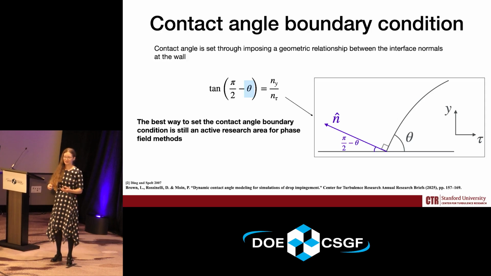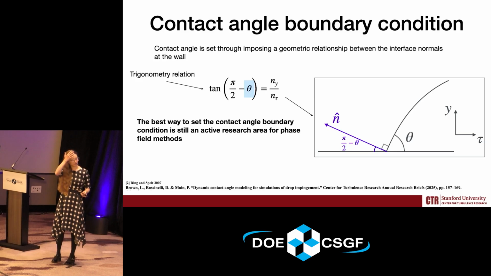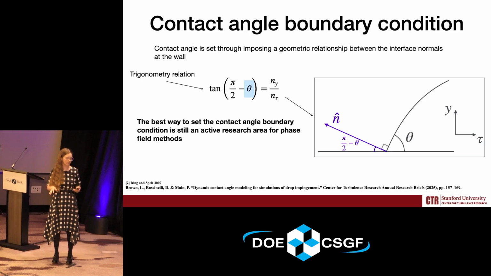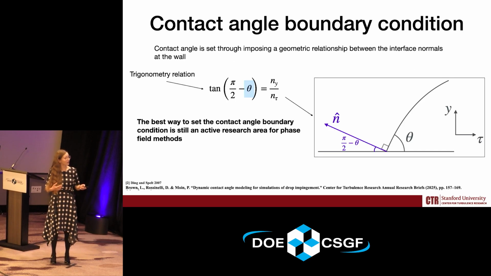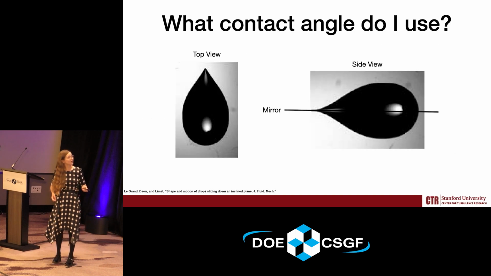And so what we do is we take this geometric relation, this is just trigonometry, for the interface normals at the wall. We discretize this equation in our domain, and then we solve a nonlinear system iteratively that converges to set the proper contact angle at the wall that we would like. And so it has this input of theta. But I'd like to pose the question: what contact angle do we use?